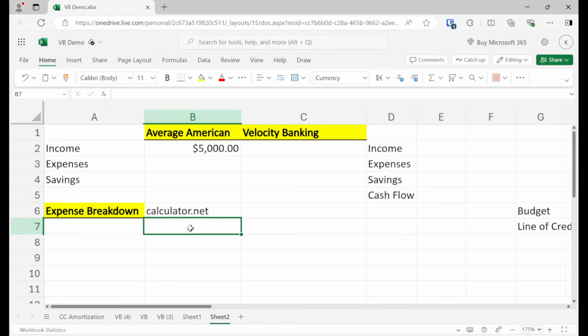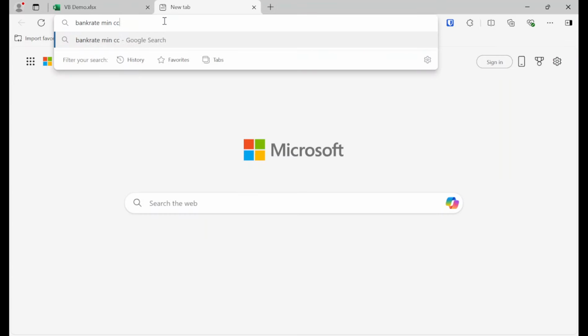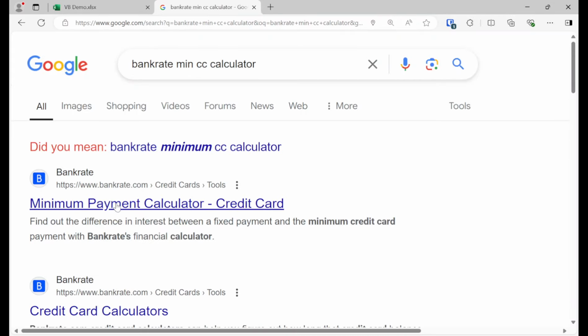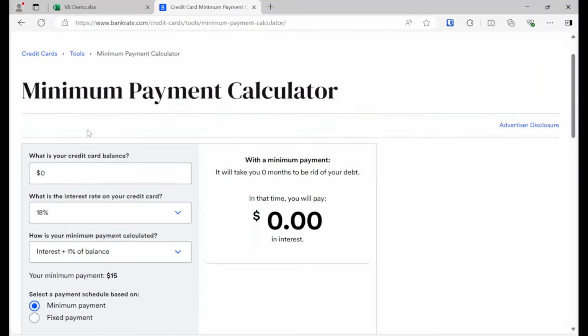calculator.net. And the other one is Bankrate, right? So if I just do a Google search for Bankrate minimum credit card payment calculator, you'll see the minimum payment calculator here. And then you just type in the balance and the interest rate, and they'll show you your minimum payment.